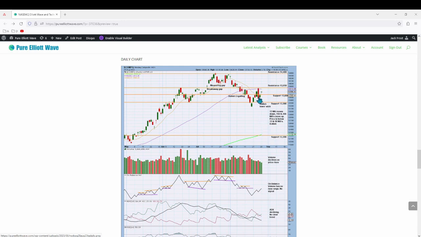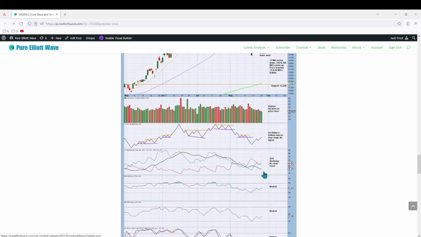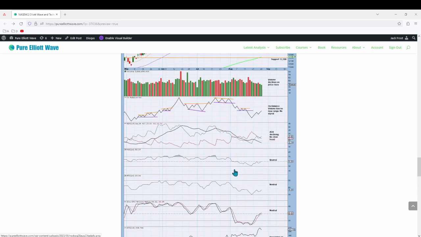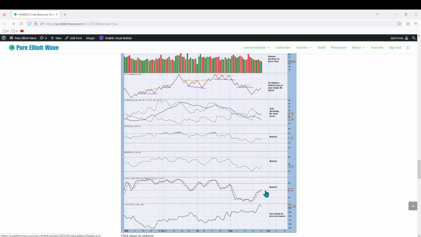On the daily chart, price has moved above support at 13600, with declining volume. On-balance volume has no new range, with ADX declining and the DX lines within ADX whipsawing, which is standard for a consolidation. RSI and money flow both neutral, with stochastics neutral and increasing. As ADX indicates no clear trend, we use the model of stochastics and support and resistance.